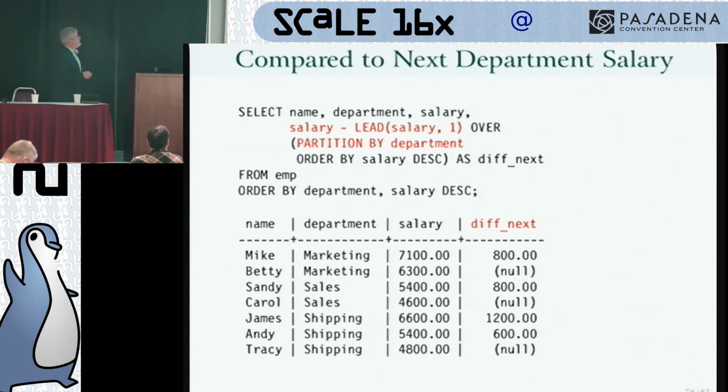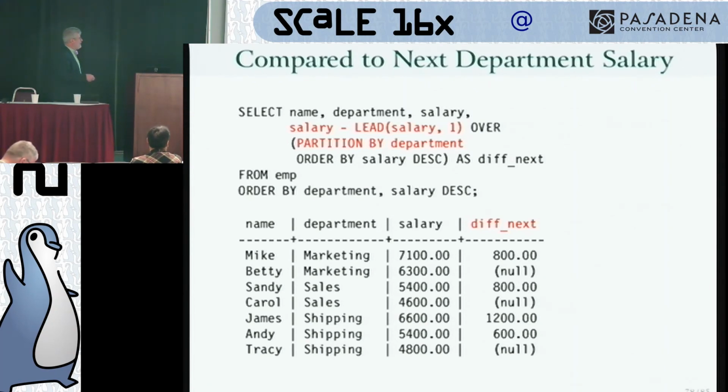So instead of comparing the person to the department average, we can compare the person to the next salary within that department. Not compared to the average of the department, but the next salary of that department. So Mike is 800 more than Betty, Sandy 800 more than Carol, but again, James 1,200 more than Andy, Andy 800 more than Tracy.